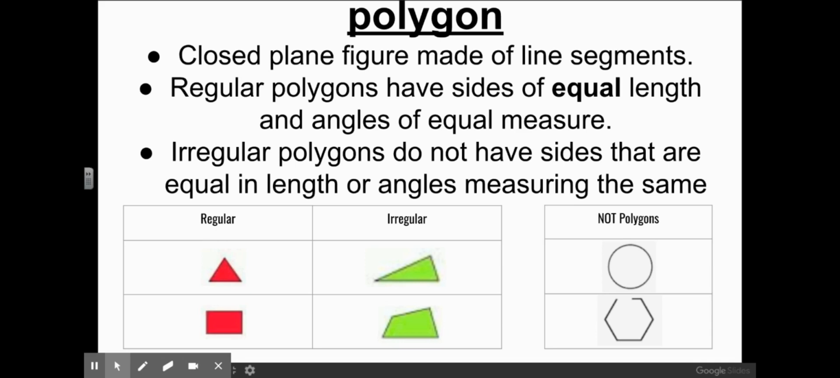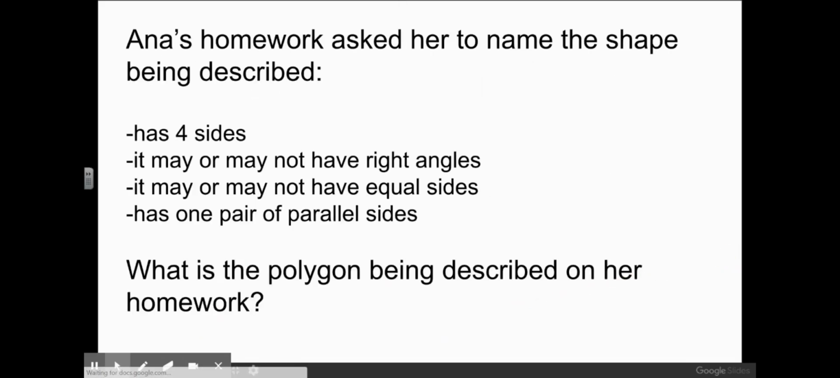Now, there are other shapes that are considered not polygons. For example, a circle is not a polygon because it is not composed of line segments. And then this shape here, it's like an open hexagon. Technically, it's not a hexagon because it's not closed completely. And remember, polygons have to be closed plane figures. If they're open like this or have an opening somewhere, then it is not considered a polygon.